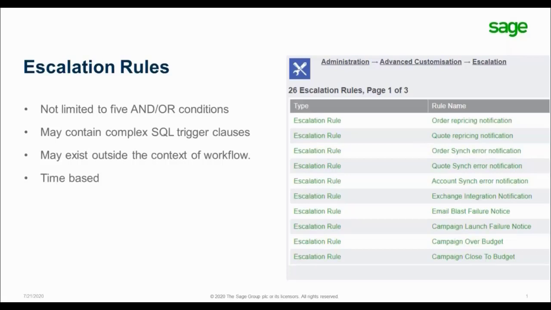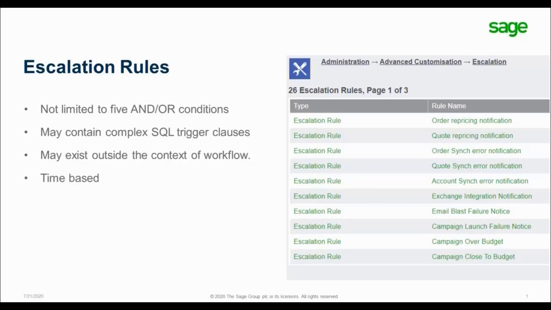Let's have a look at escalation rules and their attributes. They may be used both inside and outside the context of a workflow. When used within a workflow, the escalation rule will be applied to the records within the relevant state. Complex SQL trigger clauses may also be used, and when conditions are met, a clause may be either triggered for an on-screen or email notification.